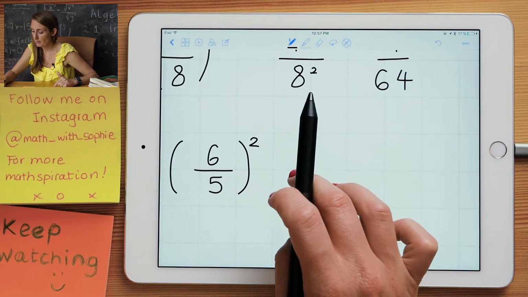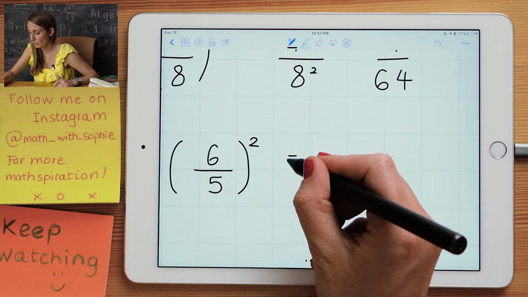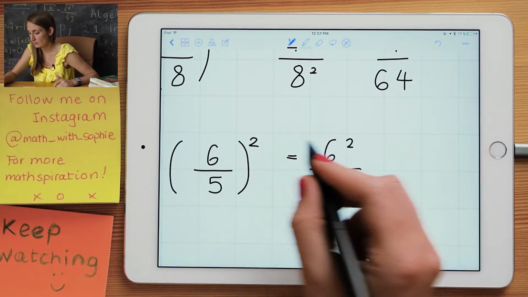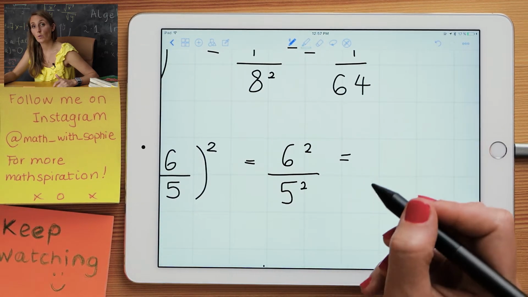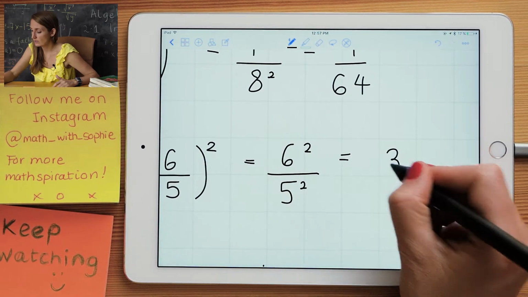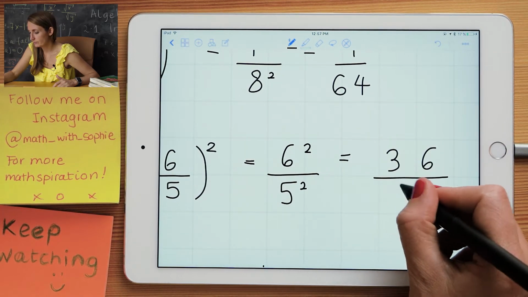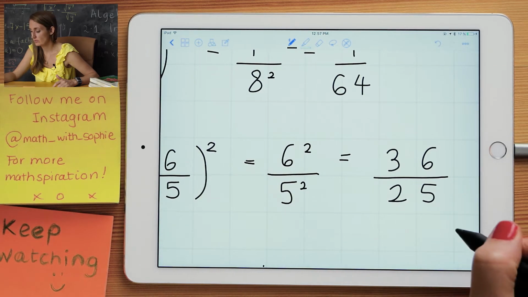Now I'm going to put that power 2, squared, on both my numerator, so 6 squared, divided by my denominator, 5 squared. So 6 squared, 6 times 6, is 36, divided by 5 squared, which is 5 times 5, which is 25.